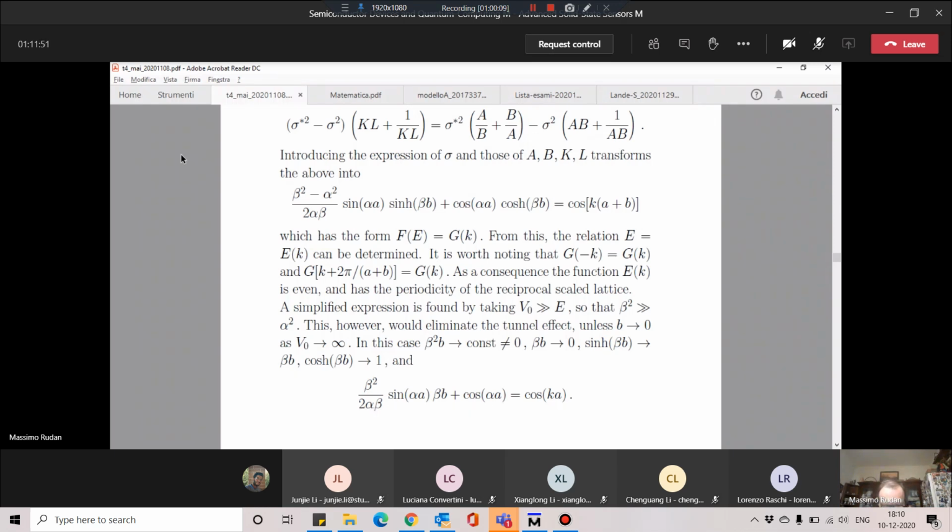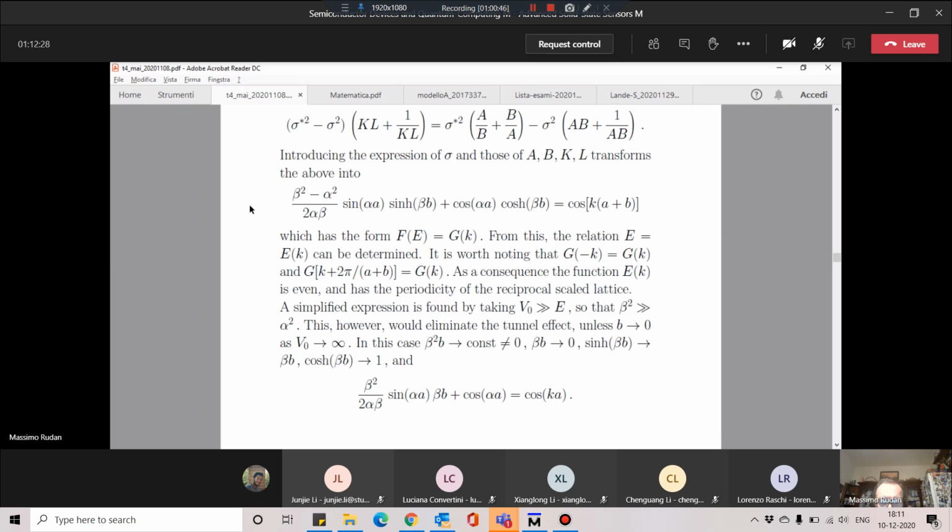So you remember we were considering this relation here that is in the middle of the page. This relation is somewhat complicated, but it is able to provide us with a relation between energy and K. That is exactly the object of the calculation of the solution of the time-independent Schrödinger equation, that is providing the eigenvalues of energy.